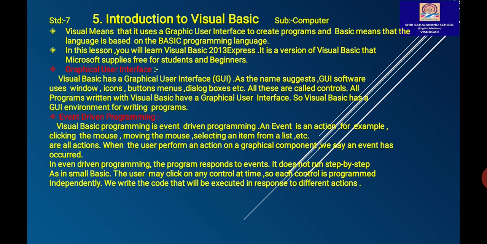Now event-driven programming. Visual Basic programming is event-driven programming. An event is an action, for example, clicking the mouse, moving the mouse, selecting an item from the list, etc. These are all actions. When the user performs an action on a graphical component, we say an event has occurred. In event-driven programming, the program responds to events. It does not run step by step.